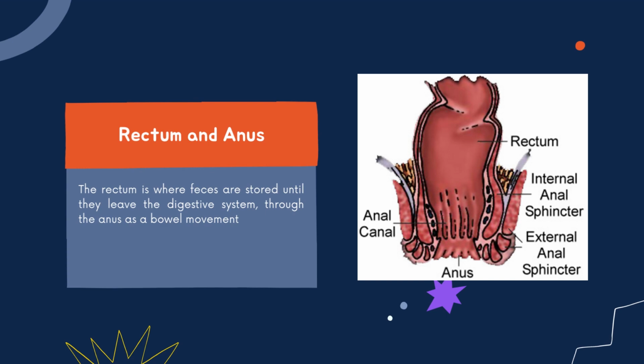Now, lastly, we have the rectum and anus. The rectum is where feces are stored until they leave the digestive system through the anus as a form of bowel movement. Now, as the rectal walls expand with waste material, receptors from the nervous system stimulate the desire to defecate. For defecation or egestion, we consciously relax the external anal sphincter muscle to expel the waste through the anus.